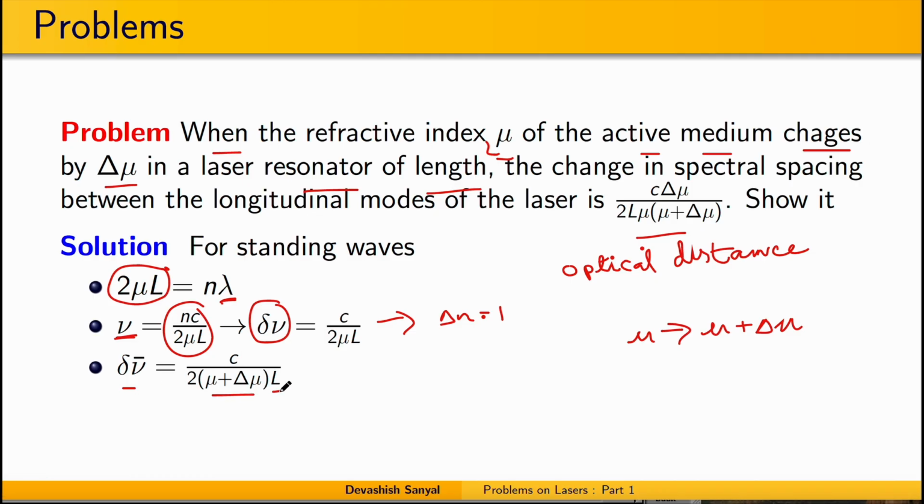So what is the change in spacing? The change in spacing is delta nu minus delta nu bar, and you will get the answer. So you have to show that this is the change in spacing of the frequencies, the longitudinal modes that are sustained by the laser.